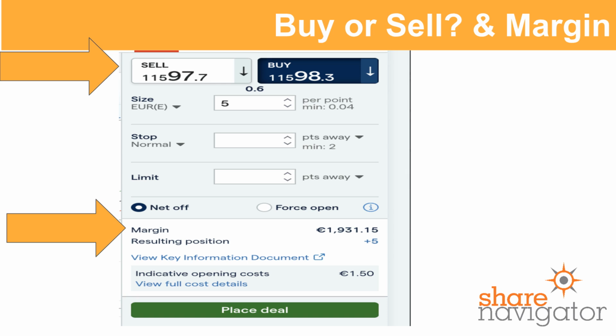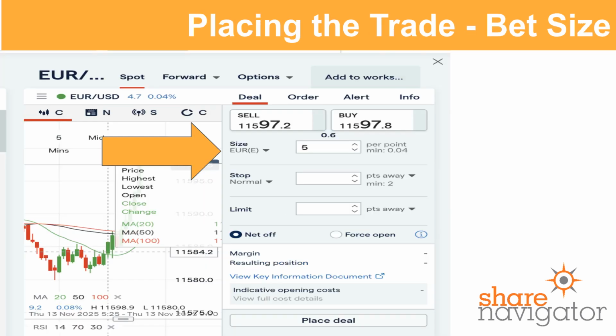So it's €1,931. We're going to explain the trade in greater detail. So this is a 12k account, and of that 12k, 1,900 has been set aside for this particular trade. We'll get into the position sizing, etc. now. The size is the most important part of the trade.